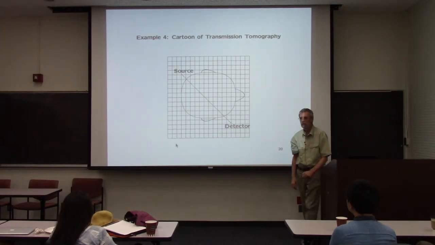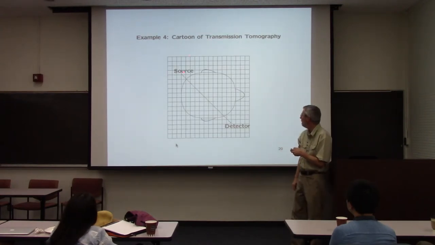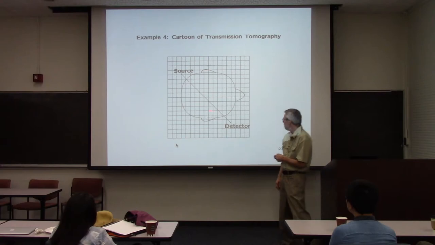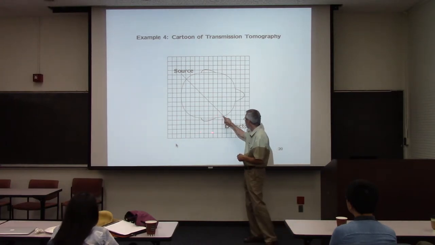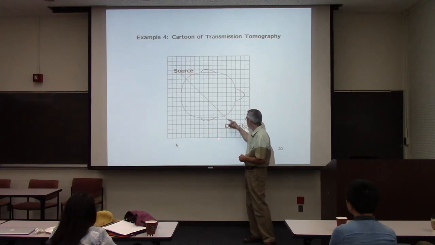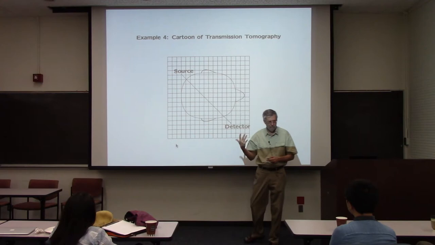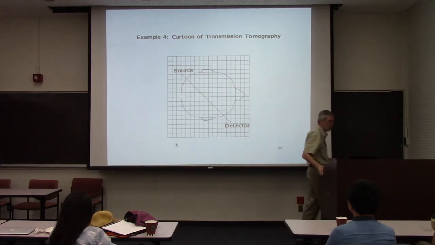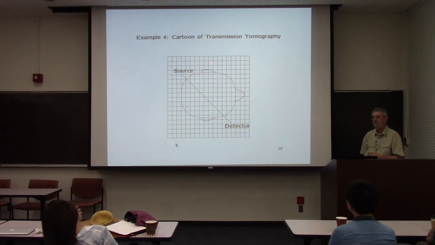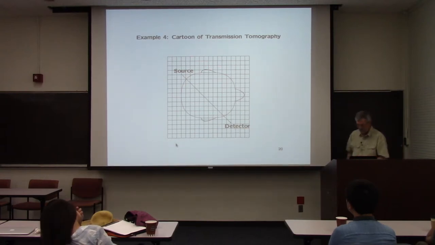Here's my cartoon of the situation. You have a source over here. You actually have a bank of detectors. Here are your projection lines. Some of these projection lines intersect short distances. And some, like here, this pixel, a very short intersection length. Some much longer distances. You have to scale those to get an appropriate reconstruction.